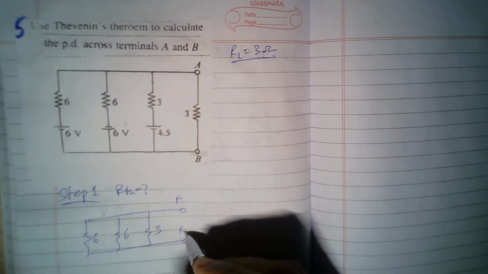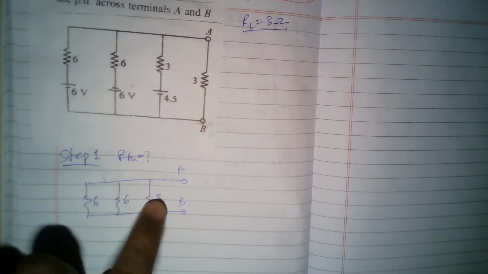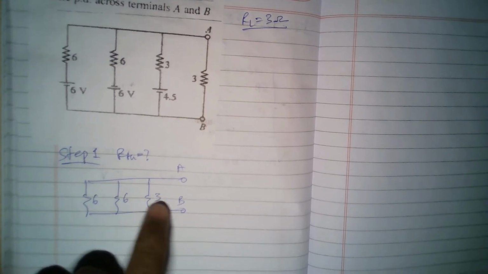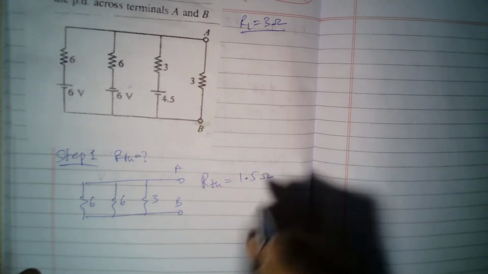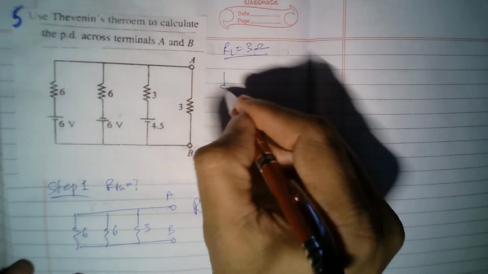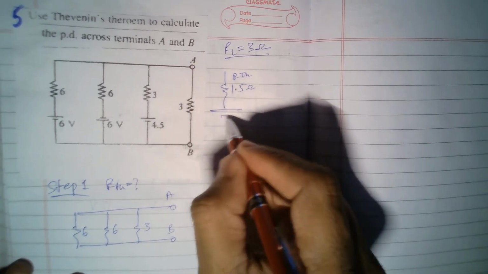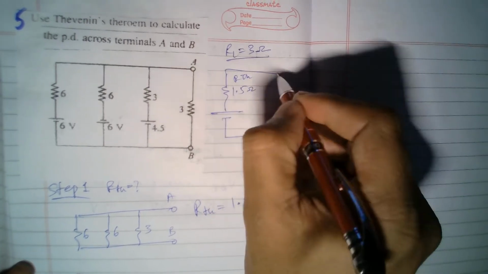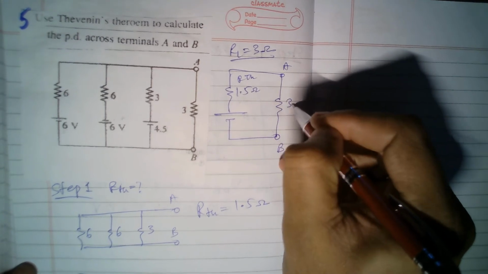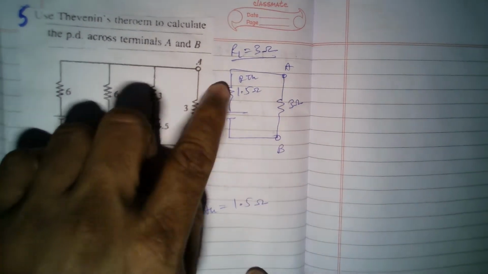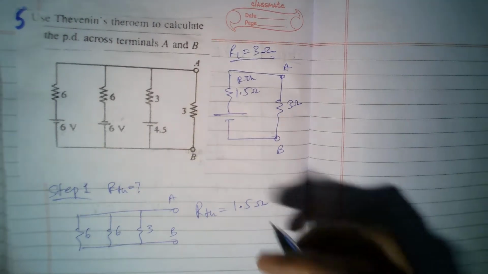So I'll get 6 parallel 6 parallel 3. So this is my simple circuit. Now 6 parallel 6 is half, that means 3. Again 3 parallel 3 is 1.5 because it will divide by 2. So RTH becomes 1.5 ohms. Okay, so let me mark that here, 1.5 ohms RTH. Then there will be a voltage, and then there will be terminals A and B, and again we will be reintroducing the 3 ohms resistance here. And then our objective is to find the voltage drop across AB. Now question is, what is VTH?